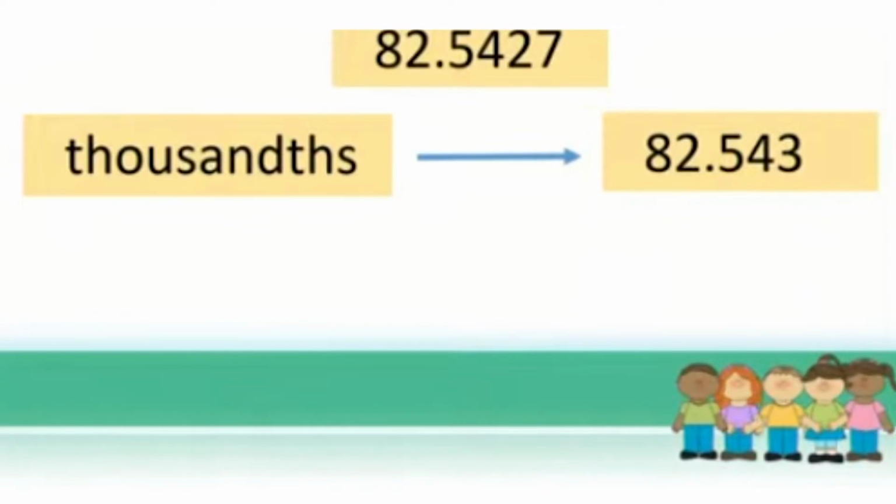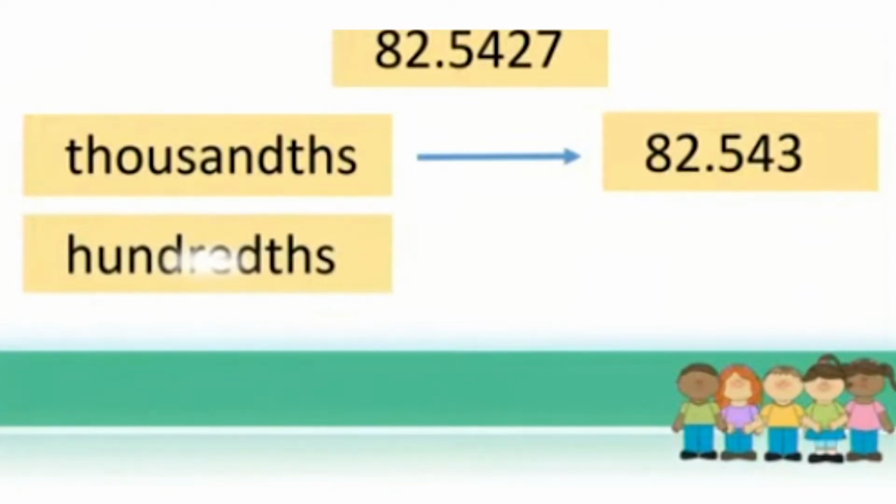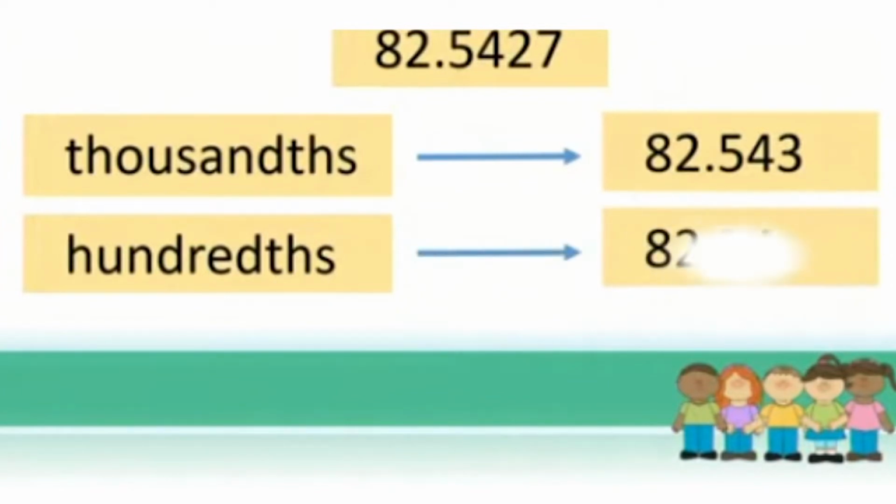And round to the nearest hundredths. The answer is 82.54. Very good, because the right digit of the rounding place is 2. So, round down. Do not change the digit in the rounding place and replace all the digits to the right of the rounding digit with zeros. Alright children, I guess you know already how to round decimal numbers. With that, congratulations!